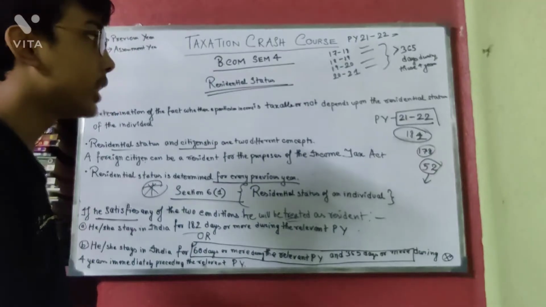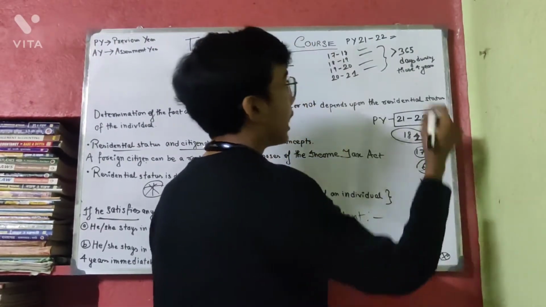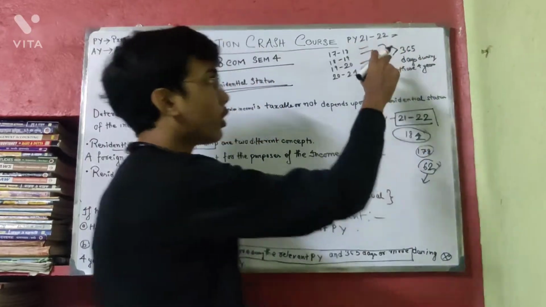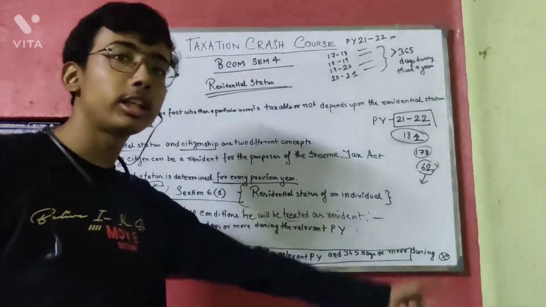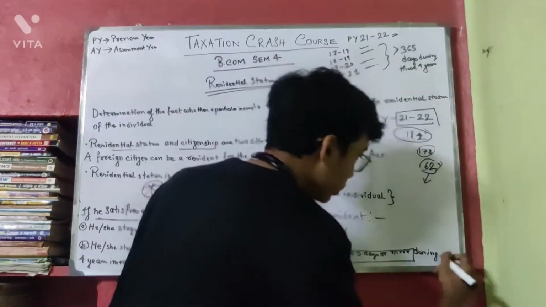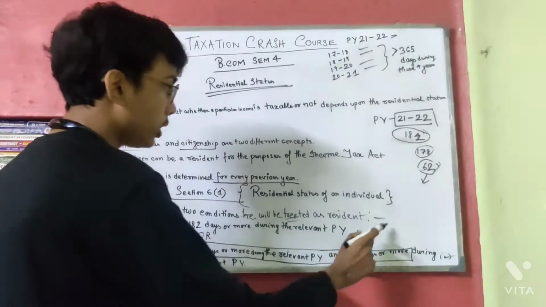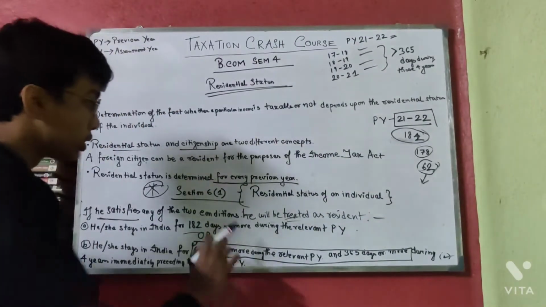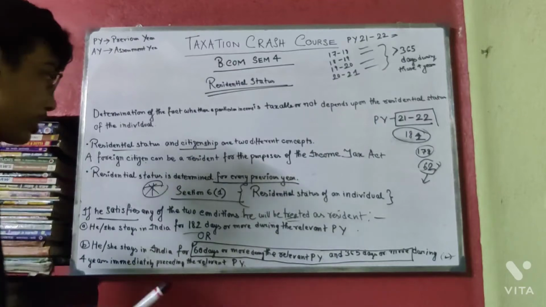The next point is that if she stays in India for 62 days and she also stays in India for more than 365 days during the 4 years immediately preceding the relevant previous year, then she will qualify as a resident. She satisfies this condition, and even though only one condition has been satisfied, she will be treated as a resident. I will also tell you one thing.